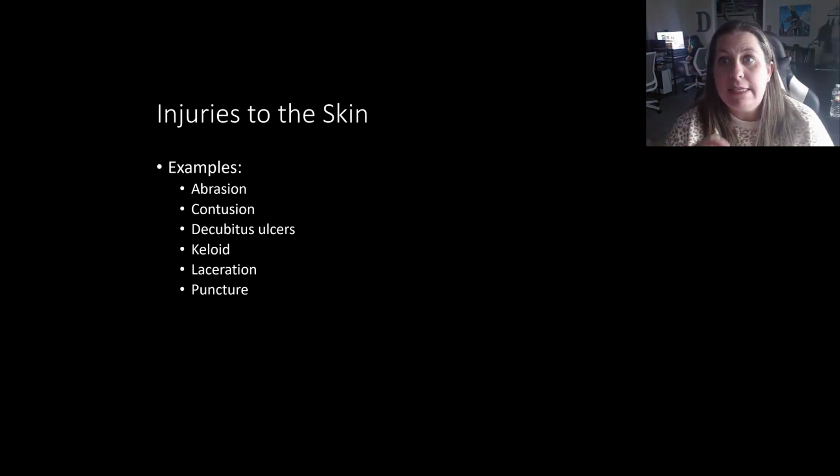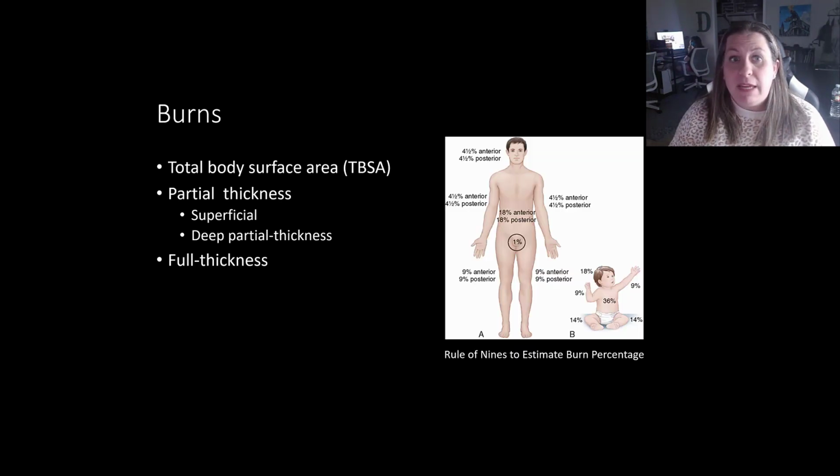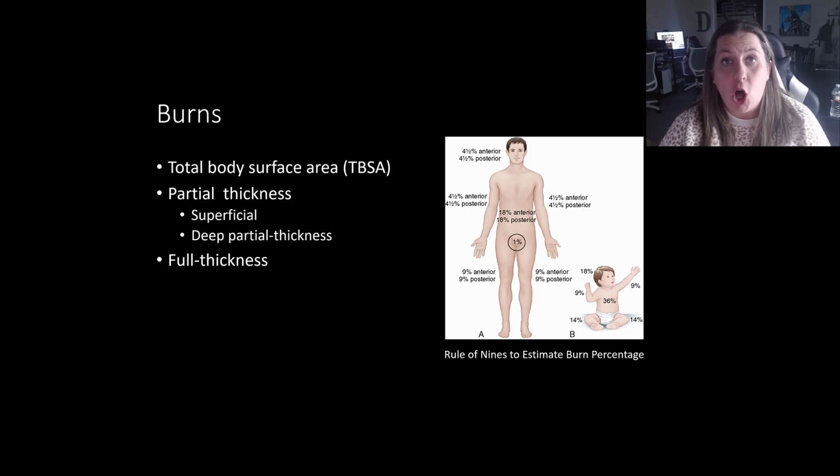Now, one injury to the skin that's not talked about on here is burns, which gets its own slide, because burns are a really big deal since we have different types of burns. Burns are tissue injuries resulting from excessive exposure to heat, electricity, chemicals, radiation, or gases. These can all cause a type of burn on your skin.